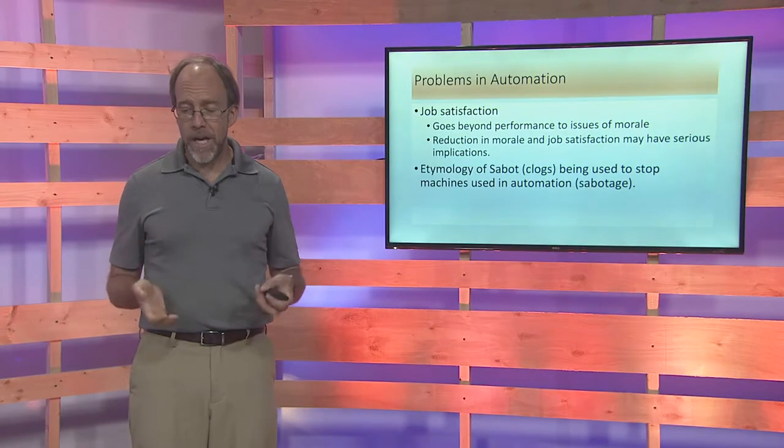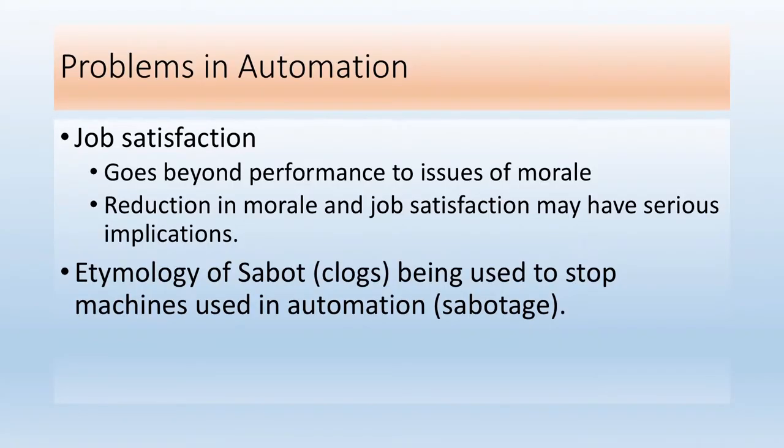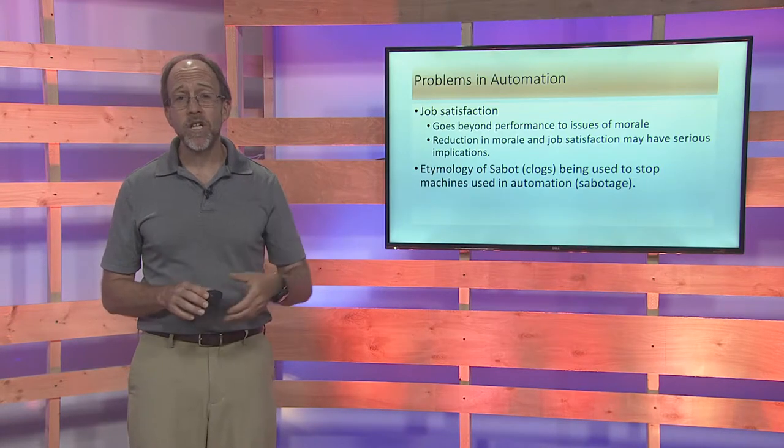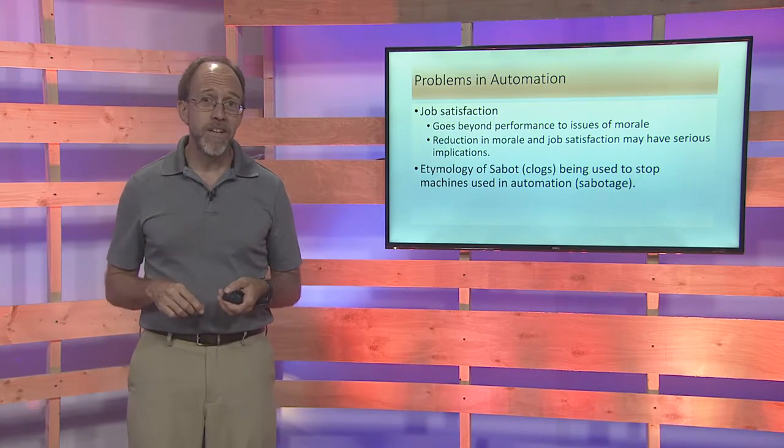So you end up with issues such as job satisfaction issues associated with automation. And it even goes back to the old etymology of the word sabotage, which is essentially saying that back in the days, the Dutch would throw their shoes into the machines to clog the machines up. Shoes were called sabots, so therefore the term sabotage. Not really sure if that's the true etymology, but it does sound pretty good, and it was in a Star Trek movie, so you know, that makes it real.